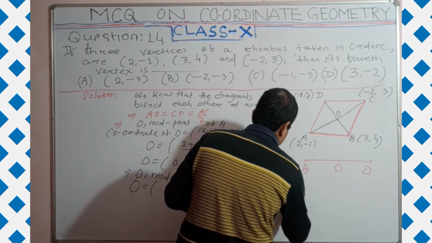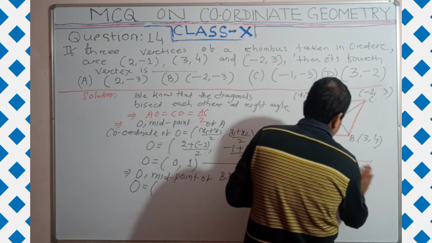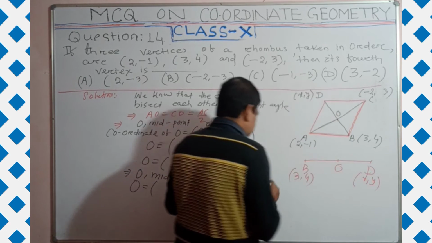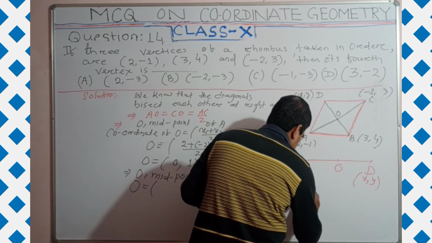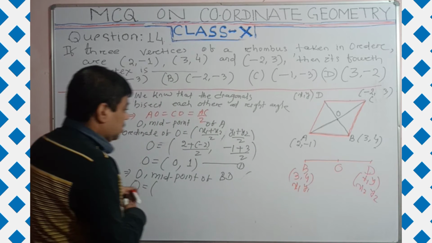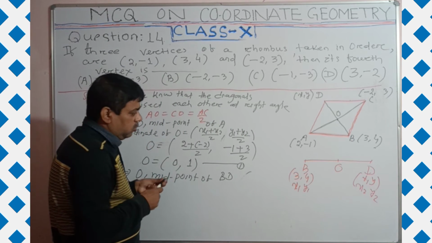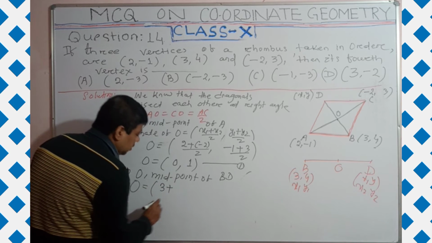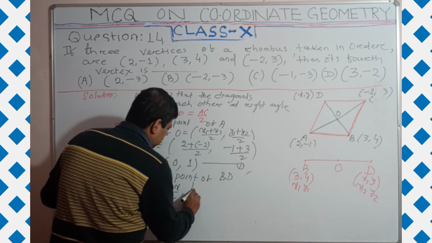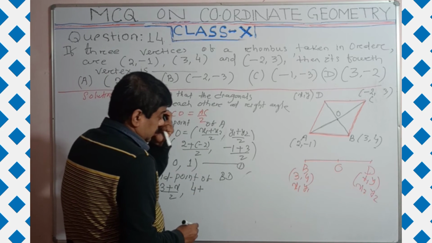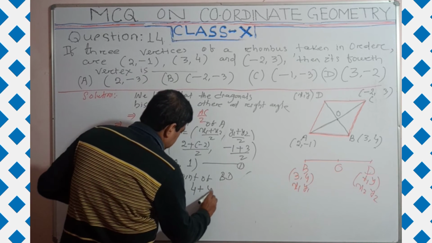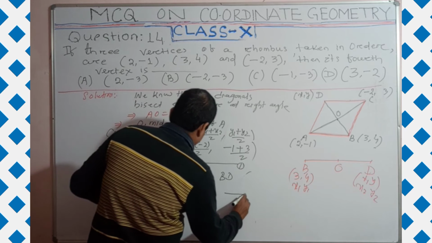Here the coordinate of B is (3, 4), and the coordinate of D is (x, y). Here this is x1, this is y1, and this is x2, this is y2. So by the midpoint formula, (x1 plus x2) by 2, here 3 plus x upon 2, and (y1 plus y2) by 2, here 4 plus y upon 2. This is the second point we got.